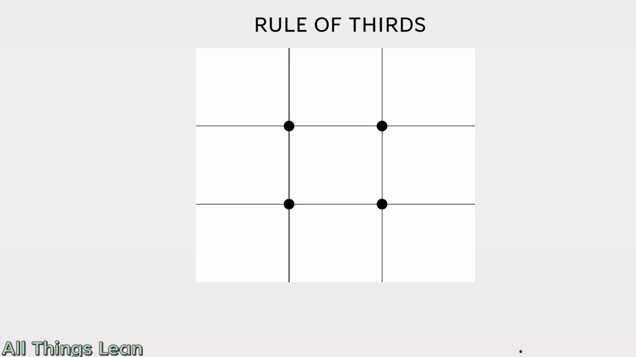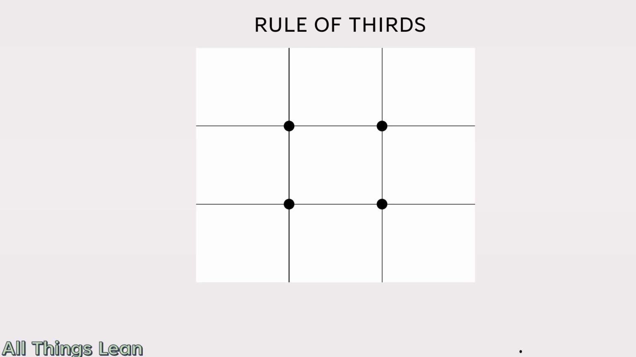Imagine dividing your image into 9 equal parts with the help of 2 vertical and 2 horizontal lines. That's precisely what makes the rule of thirds. Using this grid, you must place your objects along the lines or at the points where they intersect.